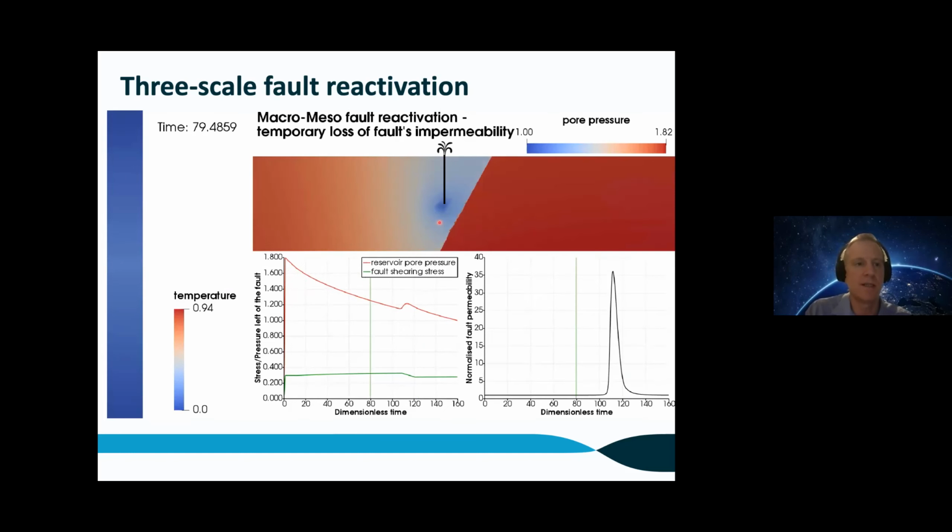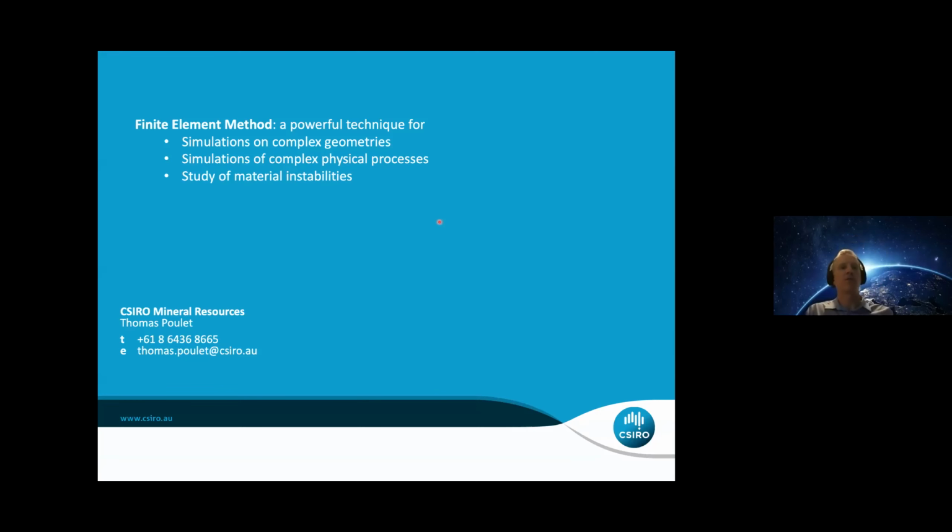So this is it in terms of application for me. And hopefully we still have a few minutes for questions. My conclusion is very simple, which is that the finite element method is one powerful tool, but it's just one tool among your tool belt. So you should build a lot of other tools and understand how that works. It is useful for complex geometries and complex physical processes, and particularly for the study of material instabilities. But please be aware of the limitations and do look at all the other tools as well.